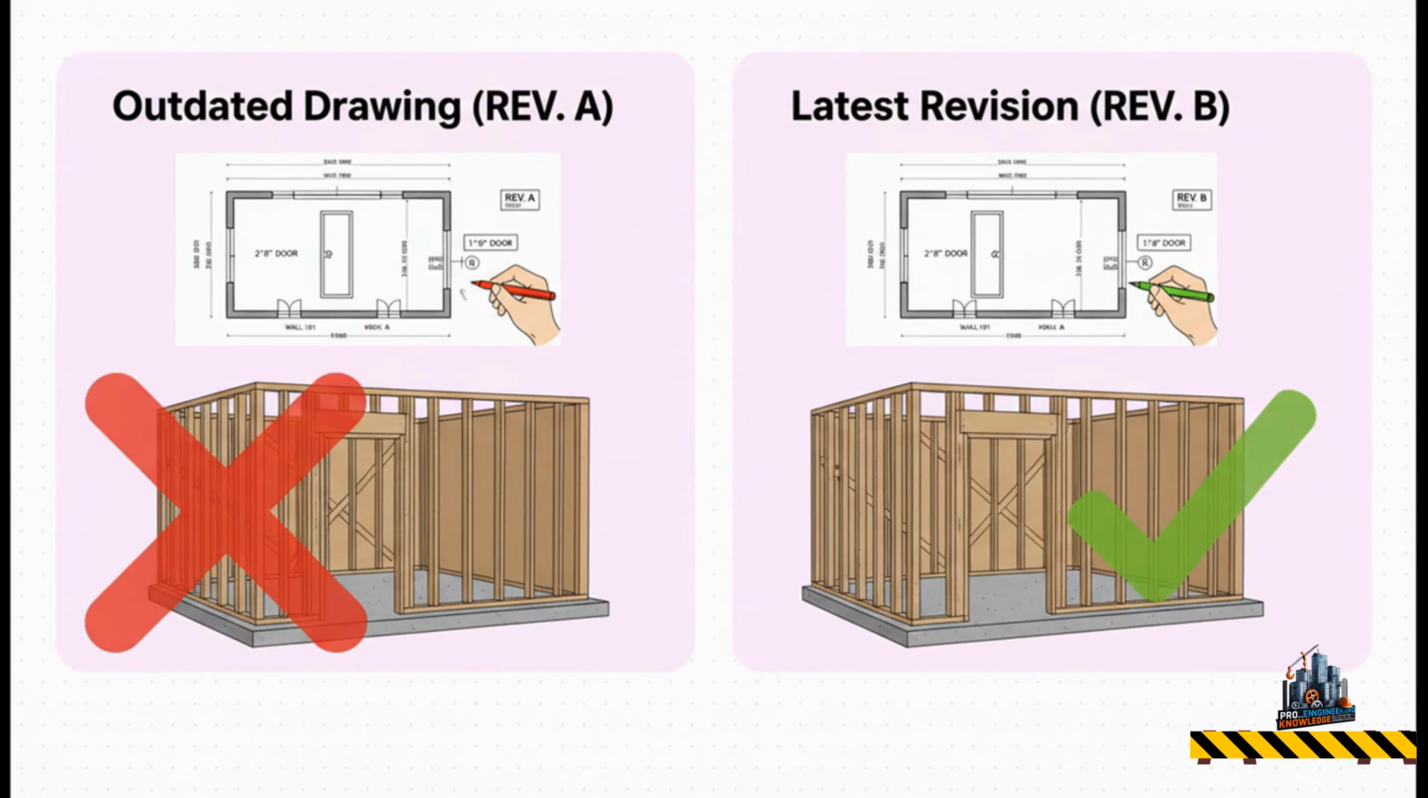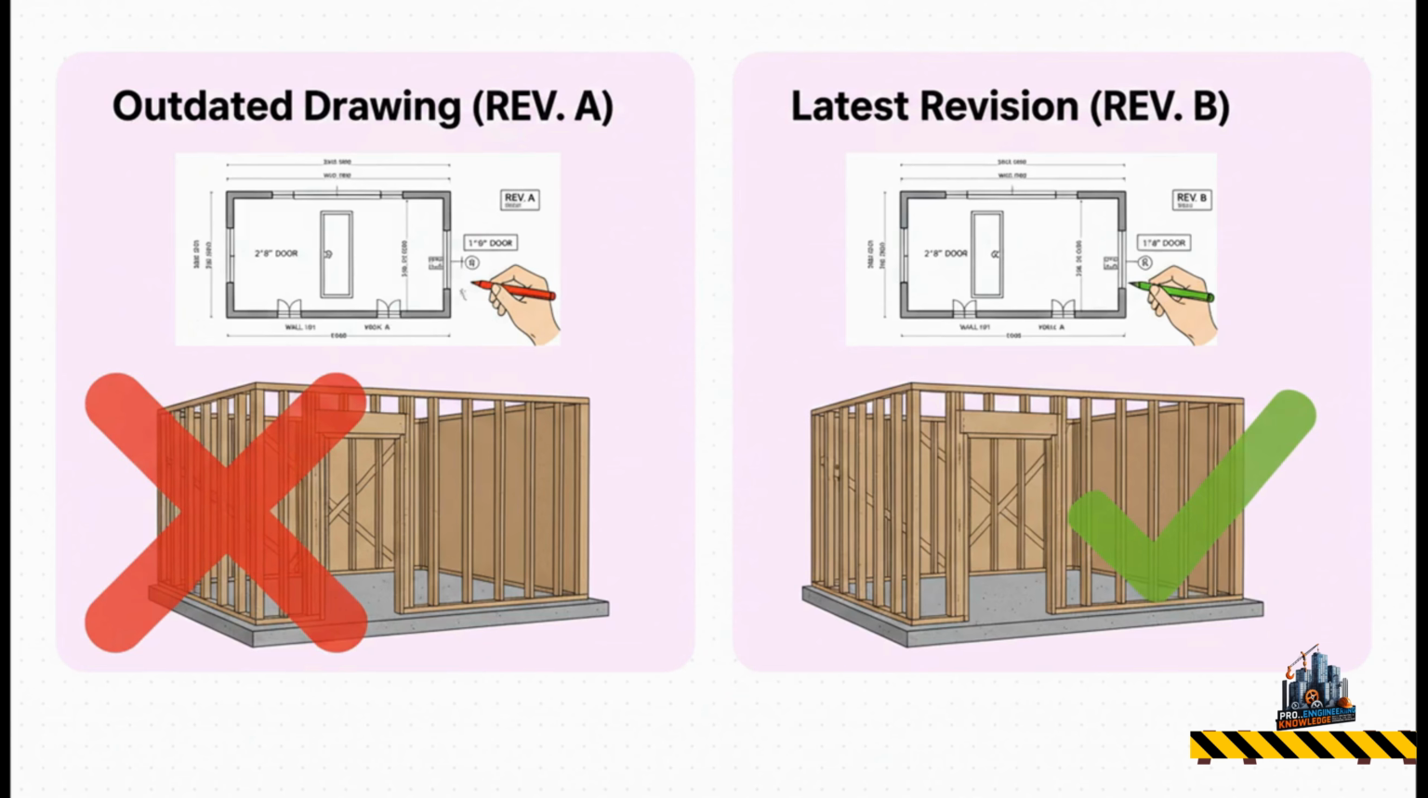On the left, you've got an outdated drawing. Now, it might look perfectly fine, but it's missing a critical change order. If you build based on this, you're simply building it wrong, period. Now, on the right, you have the latest revision. This is the only version that matters. It is absolutely 100% your responsibility to make sure you are always working from the most current set.